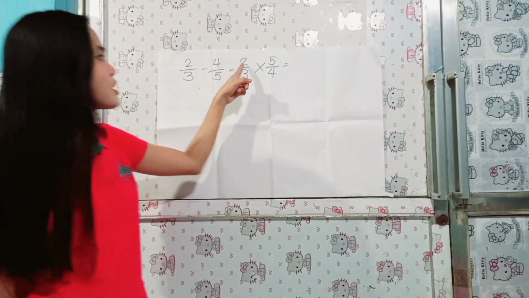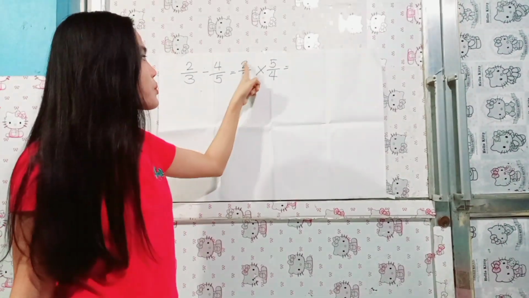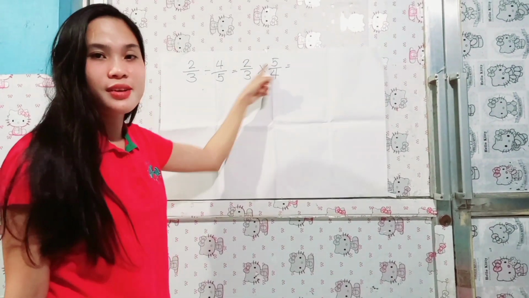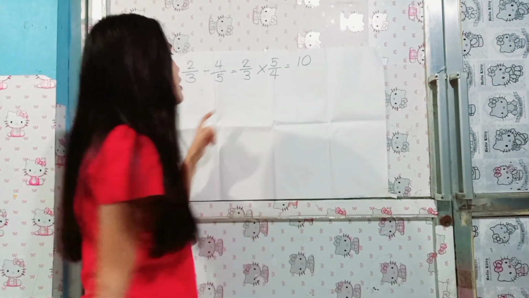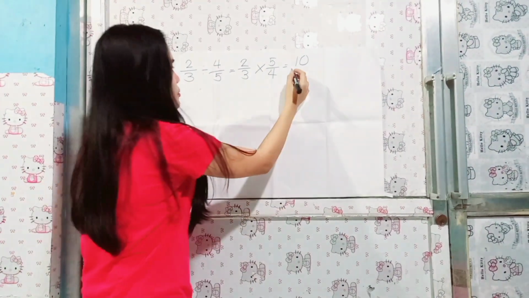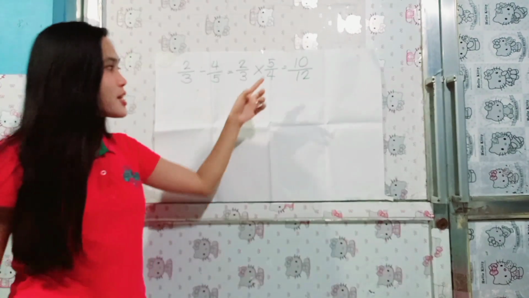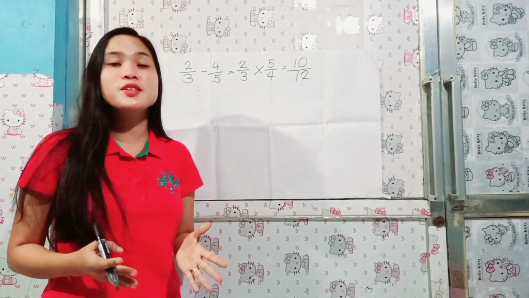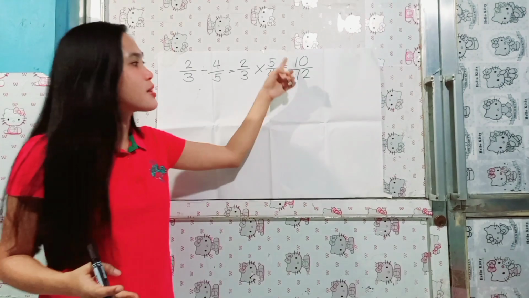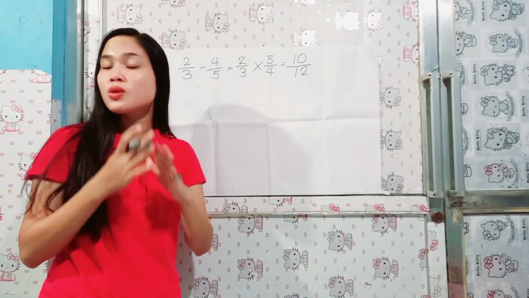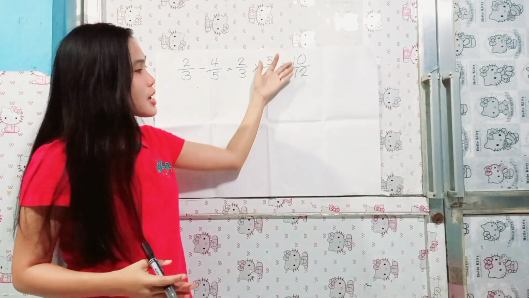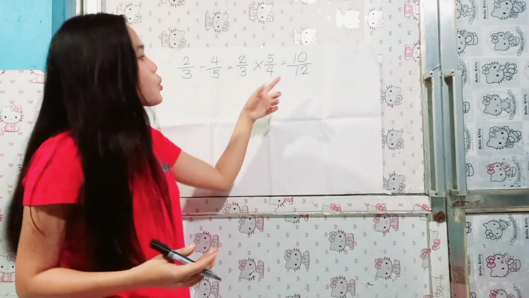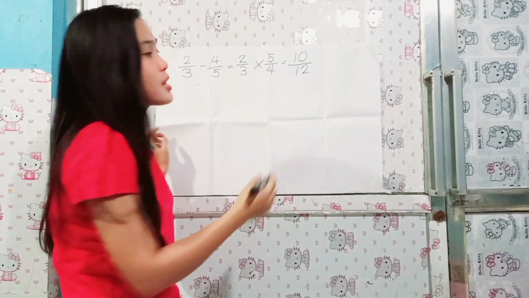Now we can solve. Since it's multiplication already, we will multiply the numerators and then the denominators. 2 times 5 is 10. 3 times 4 is 12. As you can see, 10 over 12 is not yet in its lowest form. Always remember to reduce your answer to lowest terms. The answer is in lowest terms if there is no more number that can divide both of them. Since there is still a number that can divide both 10 and 12, which is 2, we will divide 10 over 12 by 2.